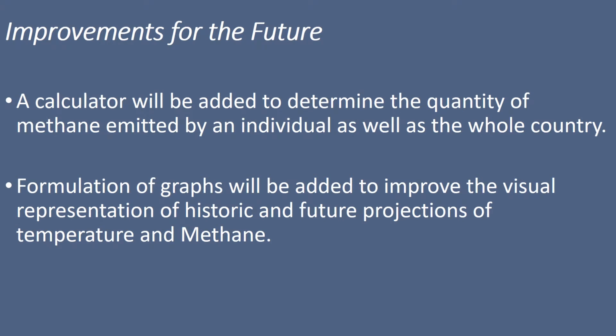Improvements for the future. A calculator will be considered going forward. This will be added to the system to determine the quantity of methane emitted by both the whole country and an individual. Formulation of graphs will also be added to the system to improve the visual representation of historic and future projections of temperature and methane.